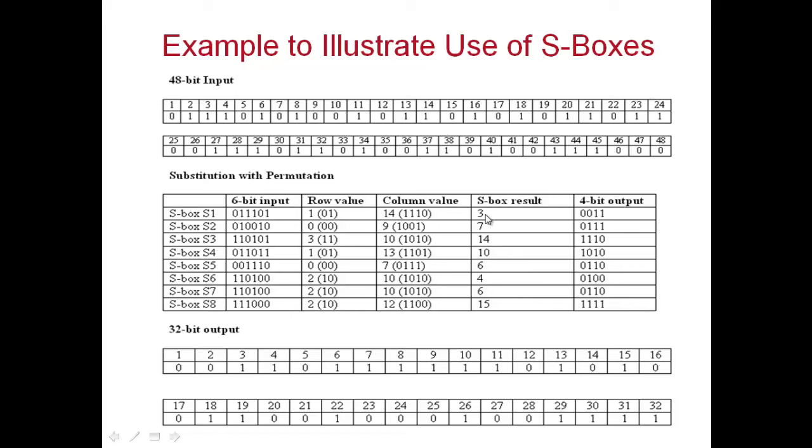So I'm going to write that as the S box result, and 3 I'm going to write as a 4-bit quantity because the values coming out of the S boxes are from 0 to 15. So we can write the 3 as 0011.